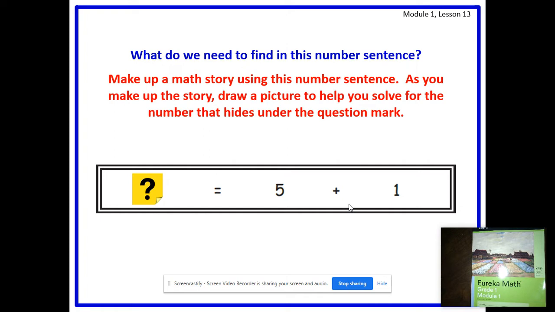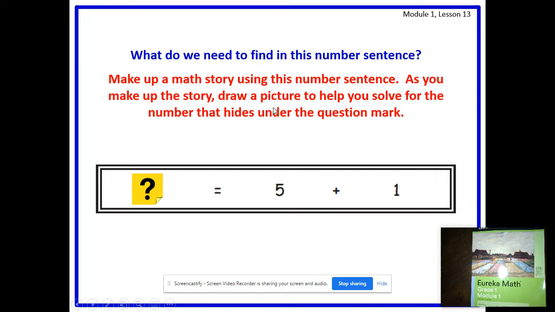So what do we need to find in this number sentence? Let's go ahead and start with step 1. What are we missing? Look at my number sentence. Are we missing a part or a total? Get ready. A total. You are right. So now it's your turn. Make up a math story using this number sentence. Blank equals 5 plus 1.